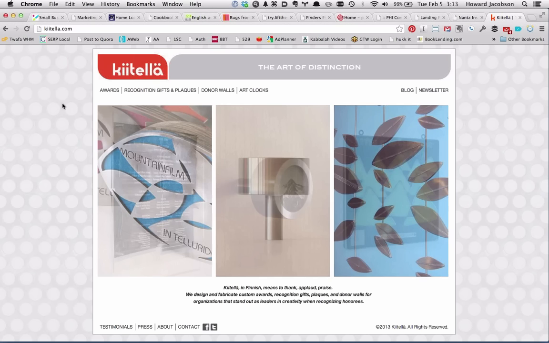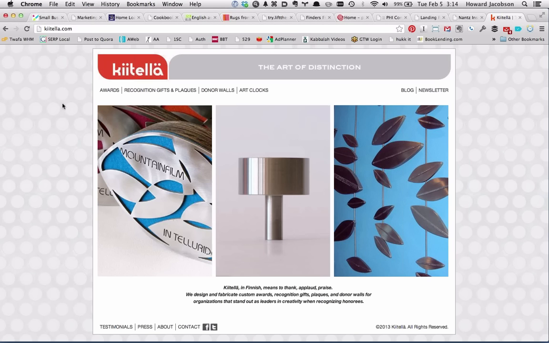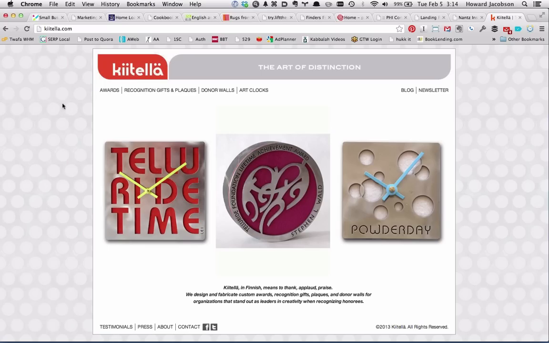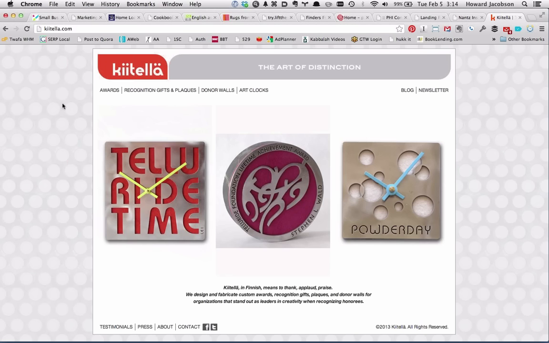Okay. So I would say find a nice font. The font you have at the top is gorgeous. The awards, recognition, gifts, and plaques. That looks like a sort of a clean Helvetica light. It's the same font, I think, for the Art of Distinction, more or less. Use that font, just without all caps. In fact, it's the same font that you have for the copyright notice in the bottom right. You can just use that one, but make it a little bigger.